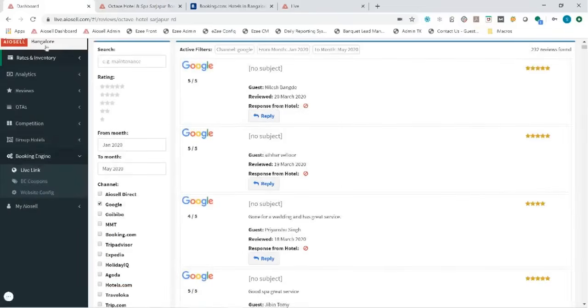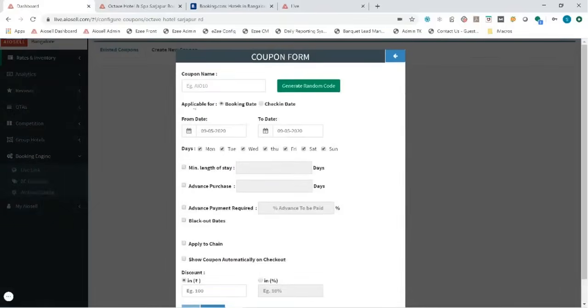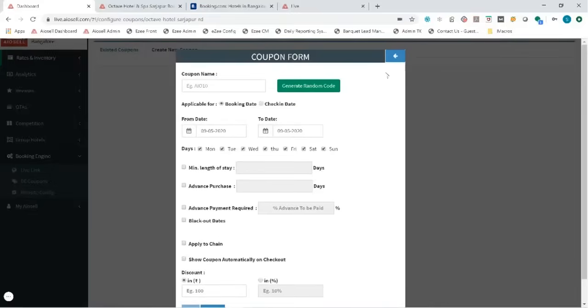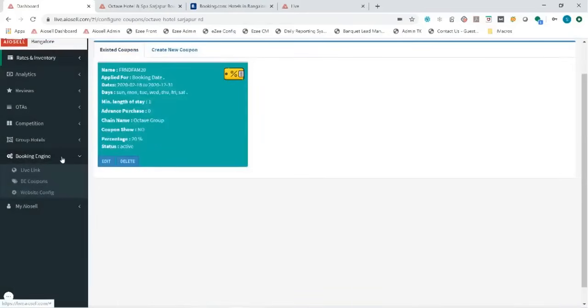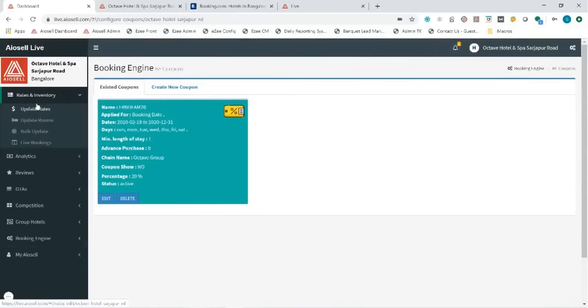We have the ability to define a lot of coupons. So you can create coupons based on many parameters like length of stay, advance purchase, payment, blackout dates, and so forth. So this is a simple booking engine feature that we can use for hotels that don't have an existing booking engine. So this almost summarizes the entire presentation on Aiosell revenue management and all-in-one system.